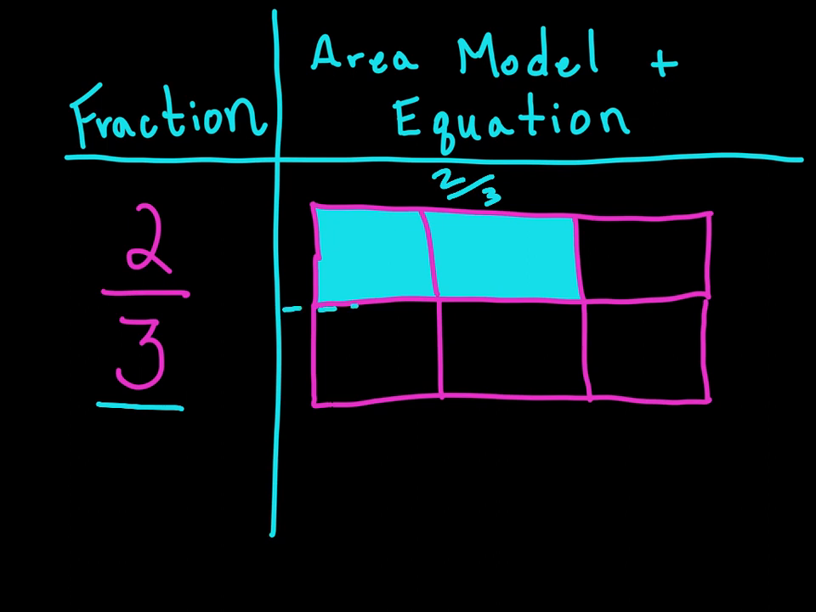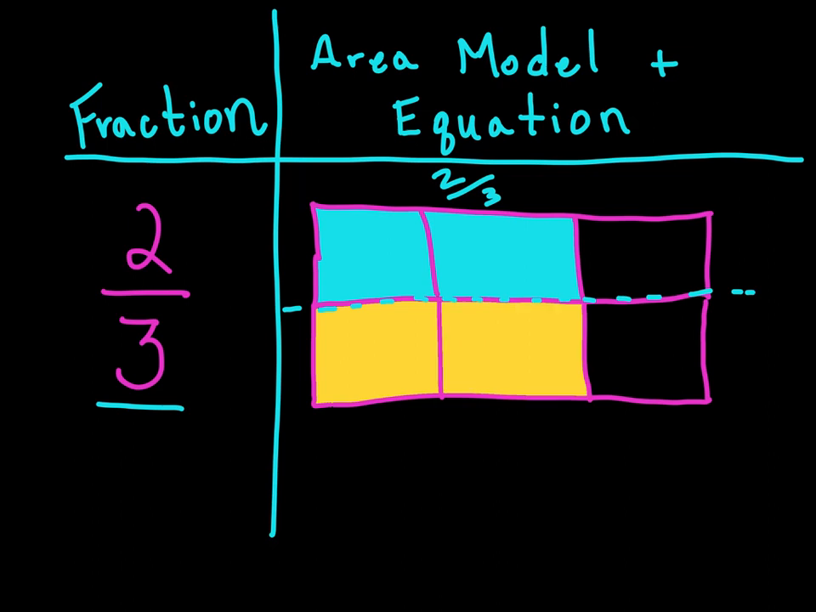Well, if we added on another row, which I did here, and we colored in the same exact amount, what would our fraction be now? We would have 1, 2, 3, 4, 5, 6. So it's out of 6. So we would put 6 on the bottom. And how many are colored in? 1, 2, 3, 4. So it's 4/6. So 4/6 must be equivalent to 2/3.